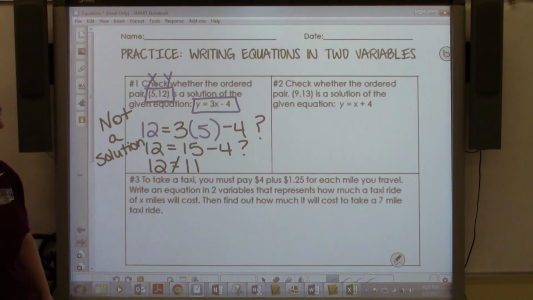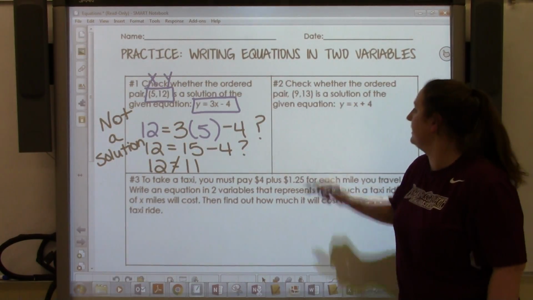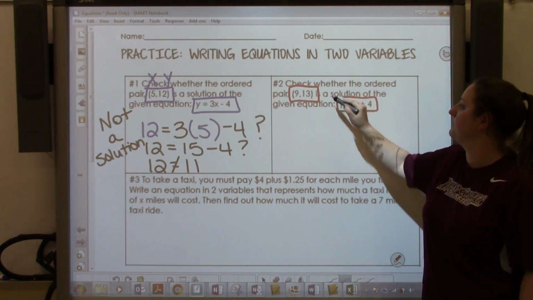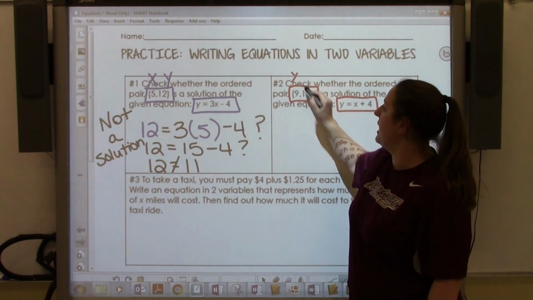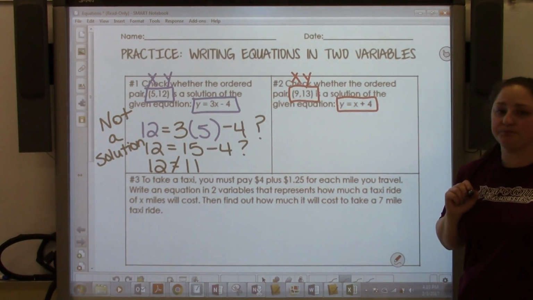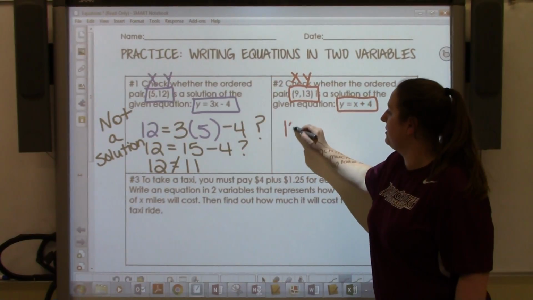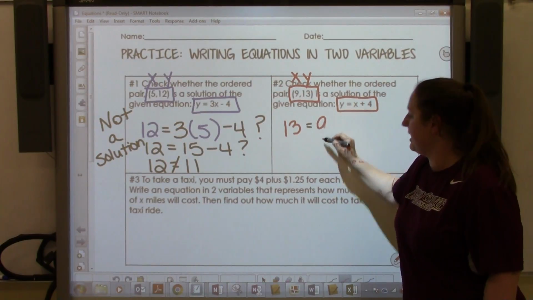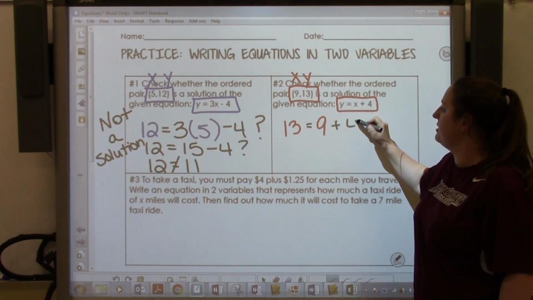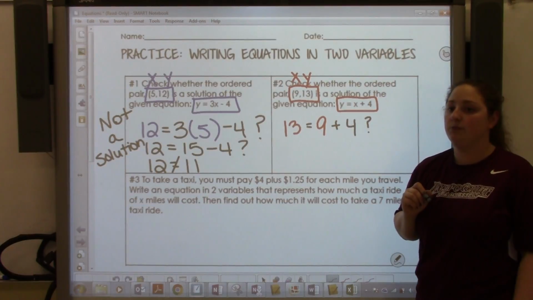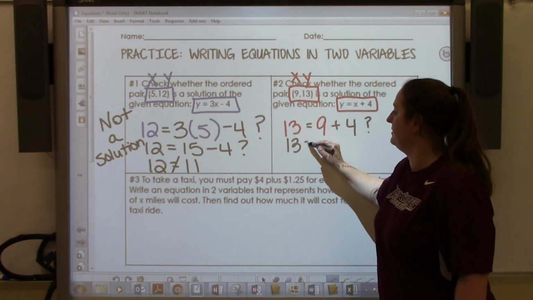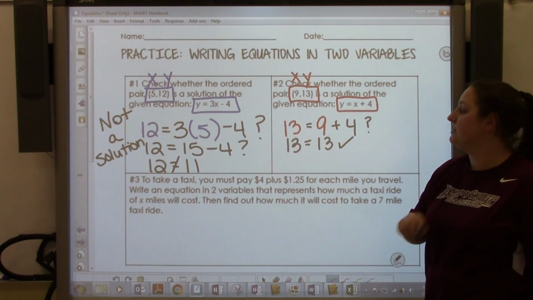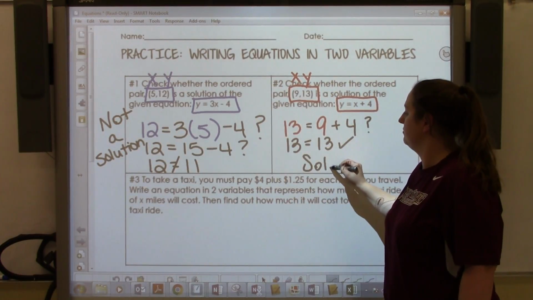All right, let's try number 2. This time we're going to check if 9, 13 is a solution to y equals x plus 4. And again, remember the 9 is your x and the 13 is your y. All right, in place of y, we're going to put 13. We're going to use the rest of that equation. We need to put in 9 for x and plus 4. And we want to know, is 13 equal to 9 plus 4? Well, we have 13 on the left, and sure enough, 9 plus 4 is 13. So 13 equals 13. This is a solution.